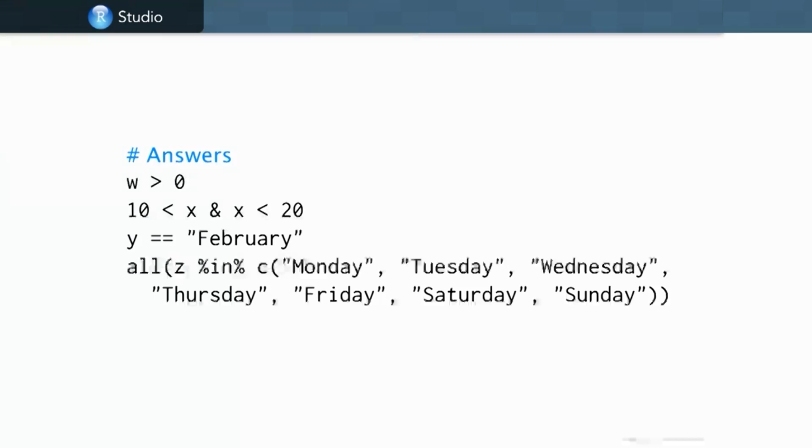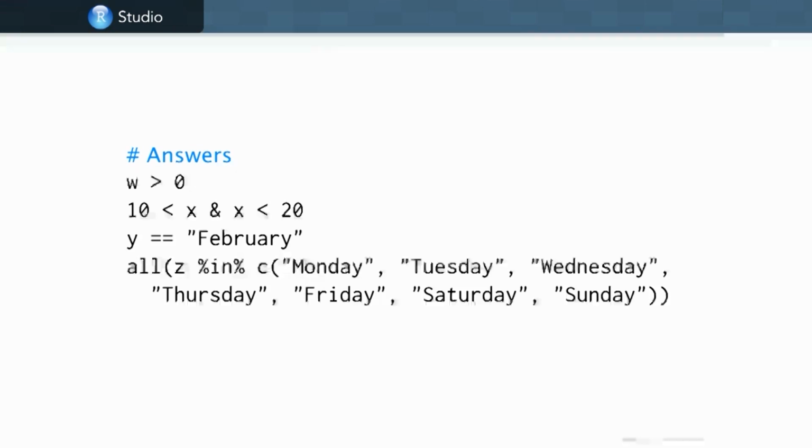Next, Y double equals February tests whether or not Y is equal to the word February. So even though I've been illustrating these points with numbers, you could test whether any R objects are equal to each other. In this case, Y is a character string, and this line of code will only return true if it is actually the character string F-E-B-R-U-A-R-Y. Capitalization is important here. The final line of code is definitely the most tricky, and it's going to test whether every element of Z is a day of the week.